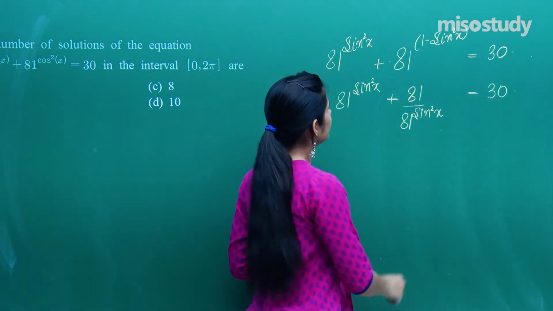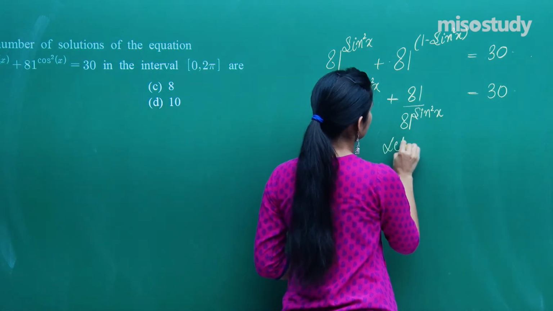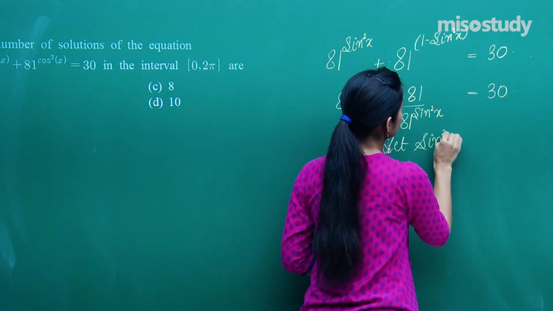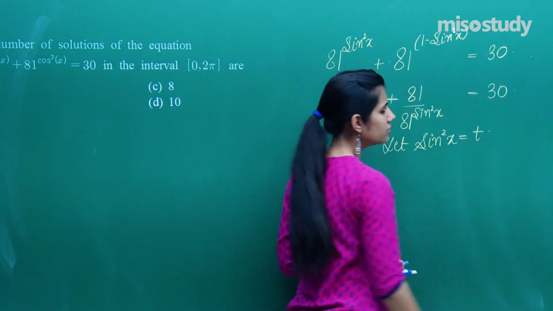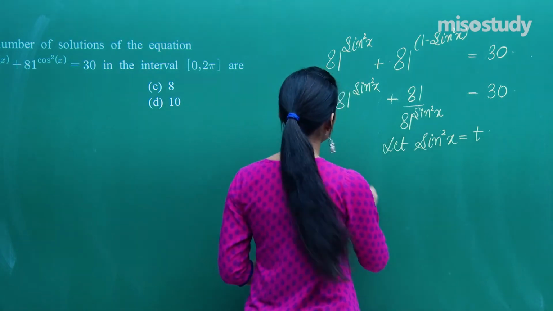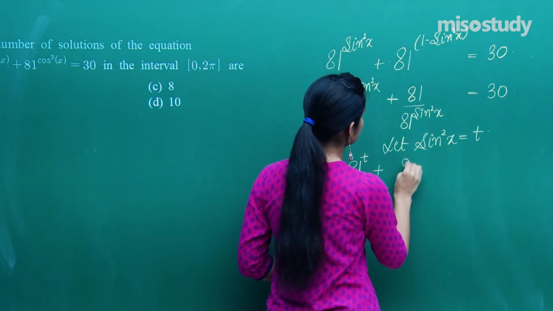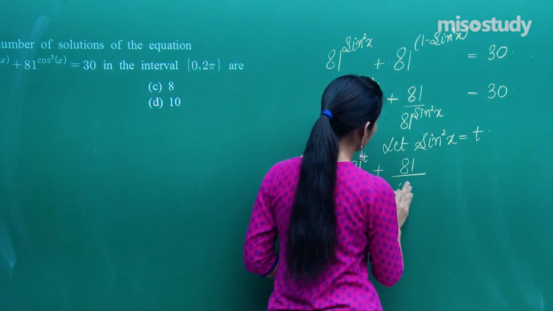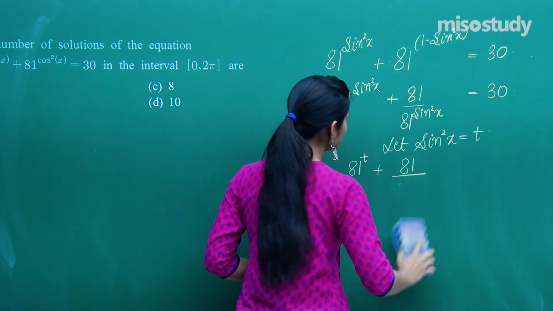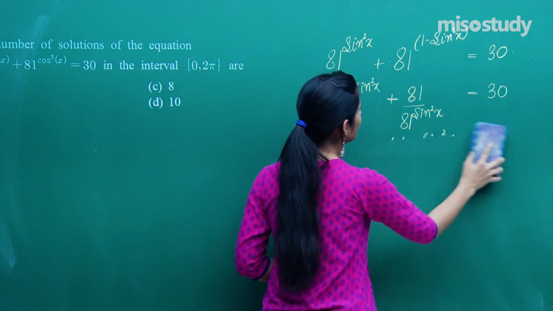Fine. Now what? Let sine square x be equal to t. So you get 81 to the power t plus 81 upon, or basically let me take 81 to the power sine square x to be equal to t.